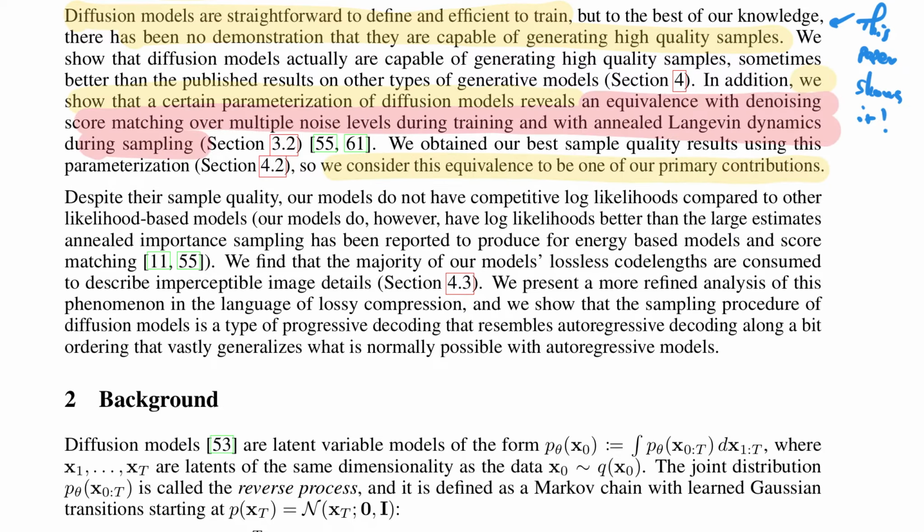Another important thing that they mention is, let's read this part: we show that a certain parameterization of diffusion models, which is basically the thing that they have here, is going to reveal an equivalence with denoising score matching over multiple noise levels during training. This is like one equivalence that they show. And the other one is with the annealed Langevin dynamics. This comes back to the non-equilibrium thermodynamics. I believe this model is mainly for modeling like molecules, etc. But they basically want to show that diffusion models have this type of equivalence with this concept as well. And basically they focus on these equivalences and demonstrating those as their primary contribution in this domain.